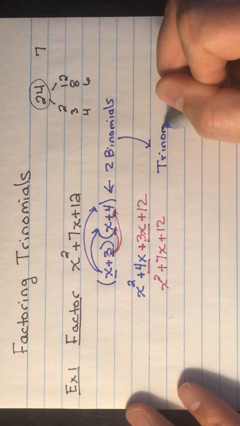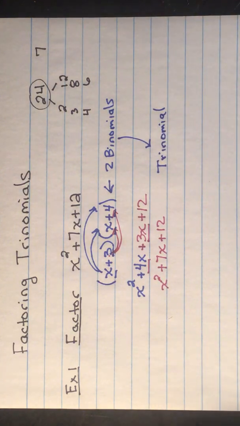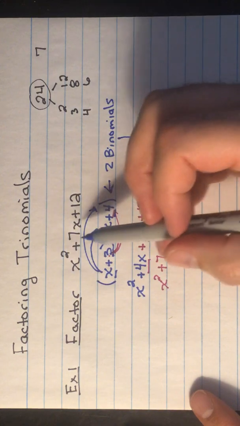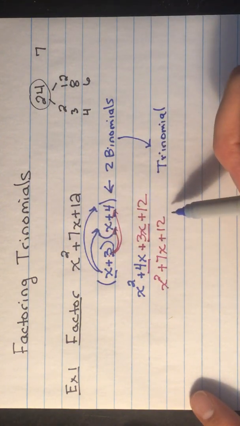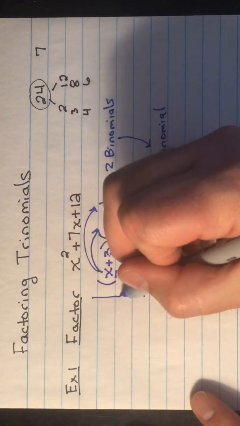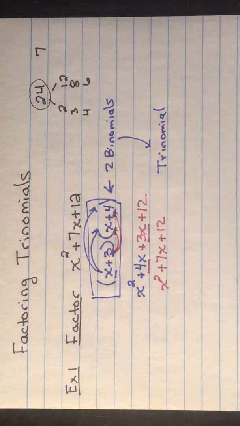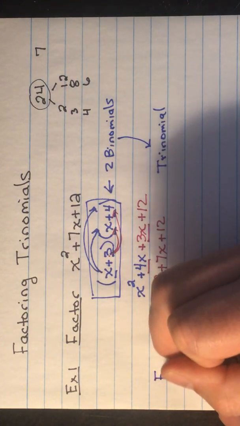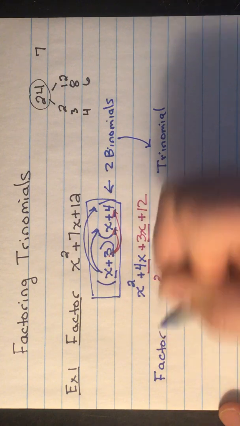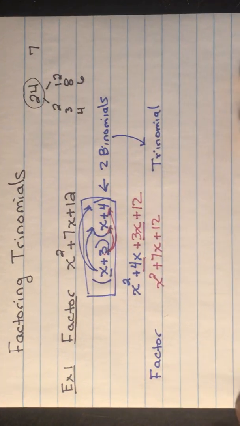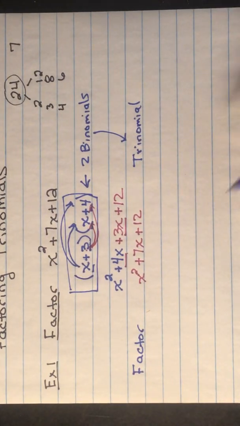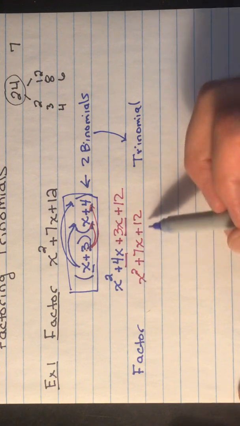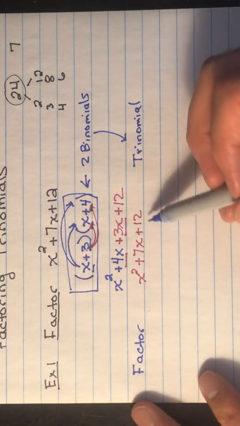Now this is going to be important because we're going to have to work backwards today. They're going to give us the x squared plus 7x plus 12, and our answer is going to be the x plus 3 times x plus 4. So if we go back to our original problem, which I haven't really solved yet, if they ask me to factor x squared plus 7x plus 12, my job is to think, well, what could have multiplied to give me this?